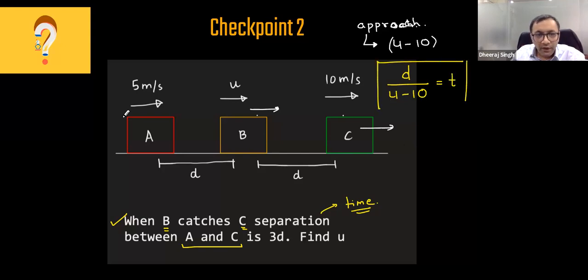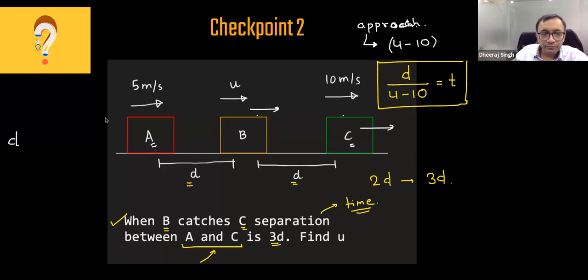Okay. Now in this time, separation between A and C is 3D. Right now, what is the separation? 2D. From 2D, it has become 3D. So total, how much movement away? So total is D distance, right? And it is separating. Velocity of separation is what, between A and C? Plus 5 or minus 5?